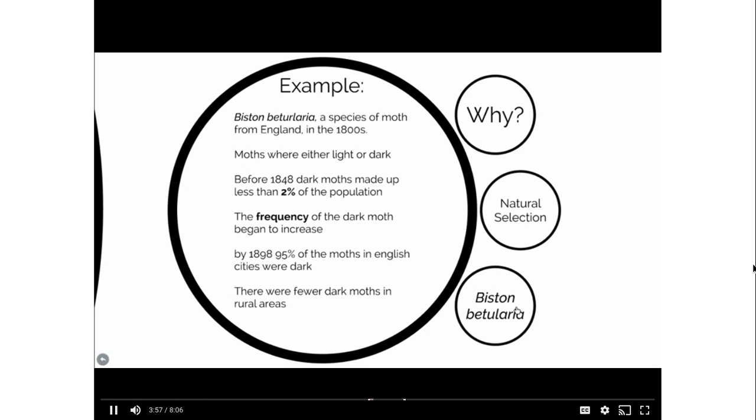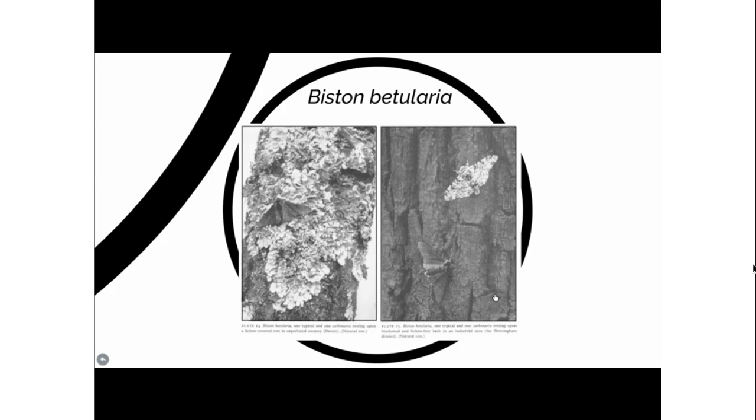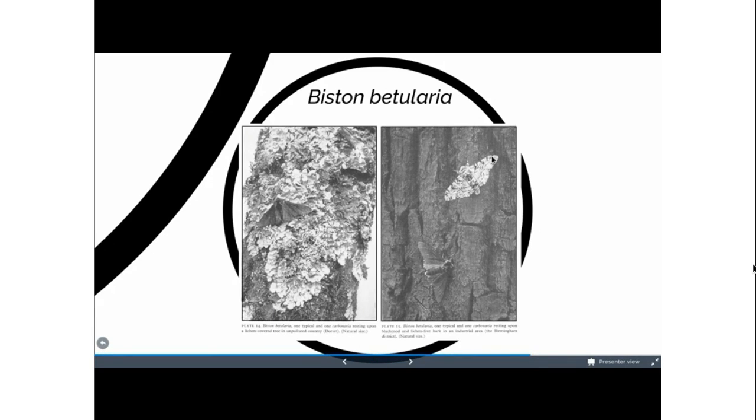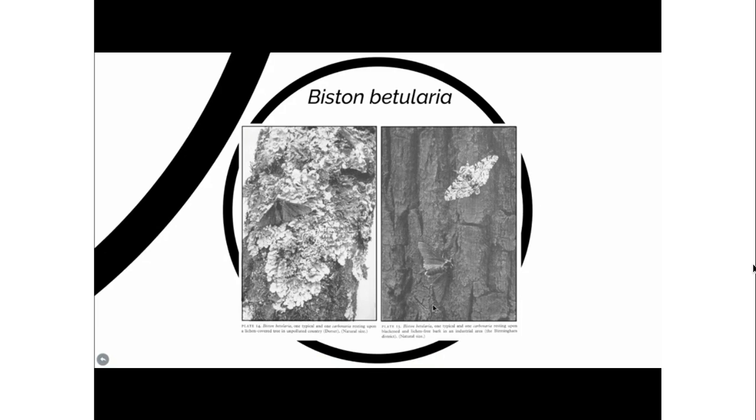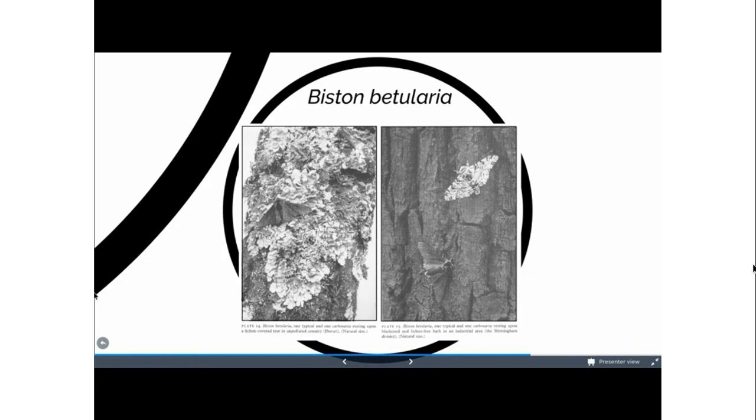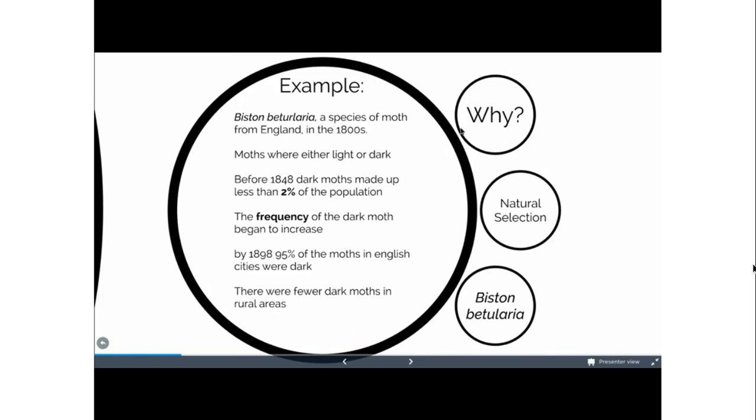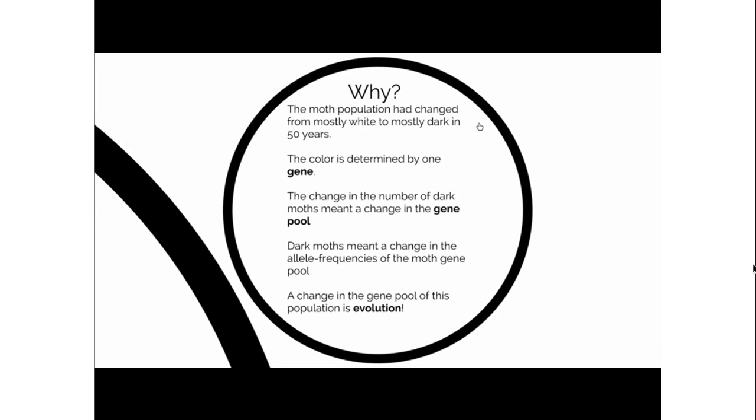So first off, let's look at the Biston betularia. Let's look at what they look like. Here are the dark moth and the light moth. On the left, you can see there's one dark moth there. I'll circle it with my mouse. Here he is right there. And on the right, there's a light moth here and a dark moth here. Now you may be noticing a few things about these moths. Let's come back to our evidence. So why did this frequency of moths change?